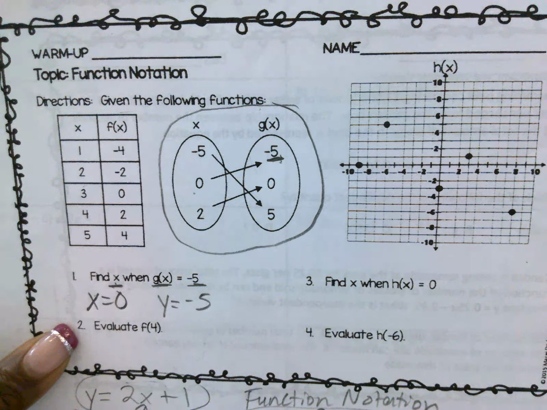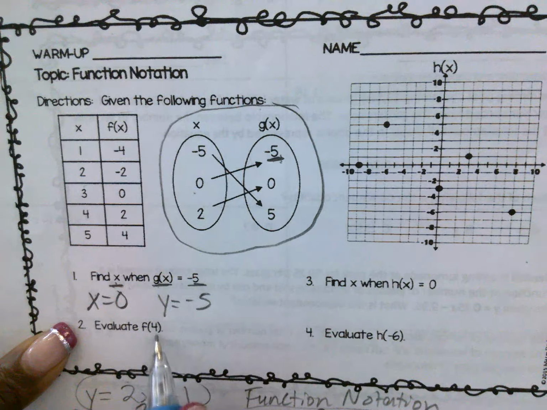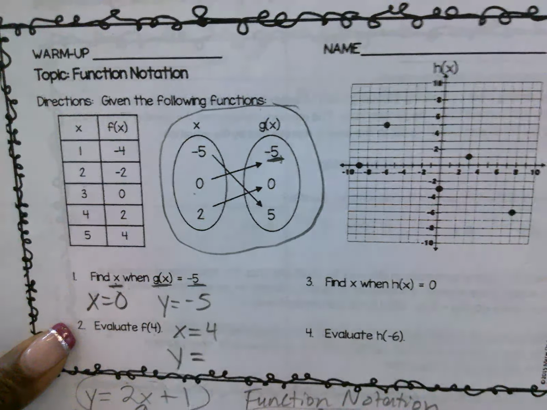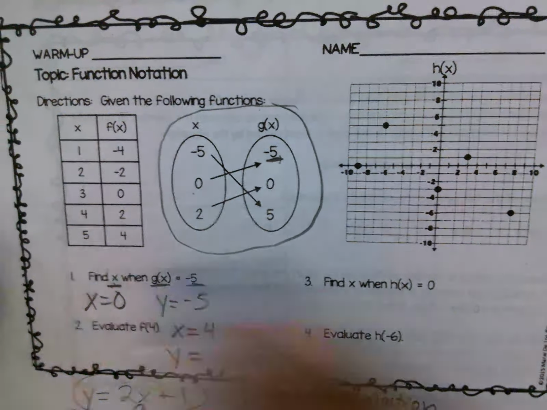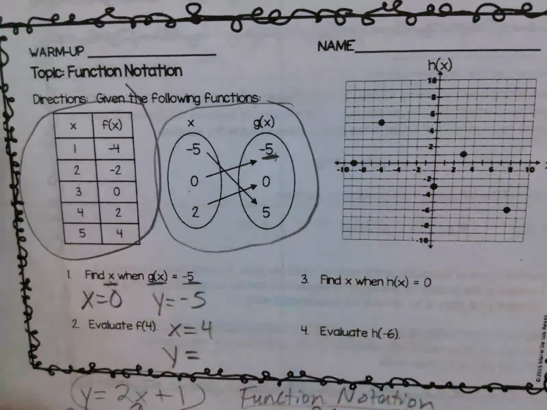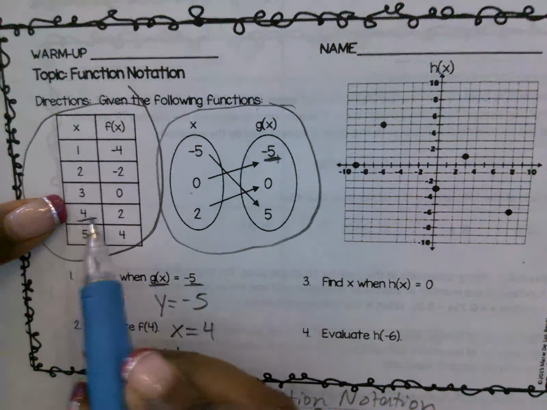Let's look at number 2. This is saying that x, you see the number in the parentheses is x. This is saying that x is equal to 4. What is y? So look for f of x. Which one of these is f of x? The first table. So let's look for when x is 4. X is 4 here. What's the y value? 2.